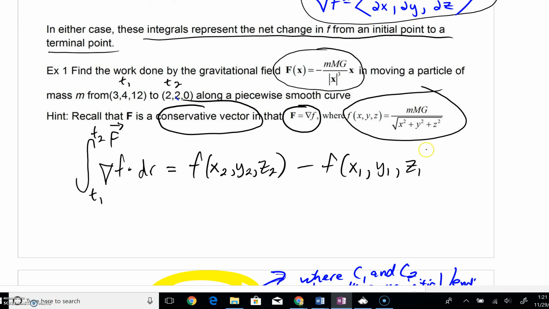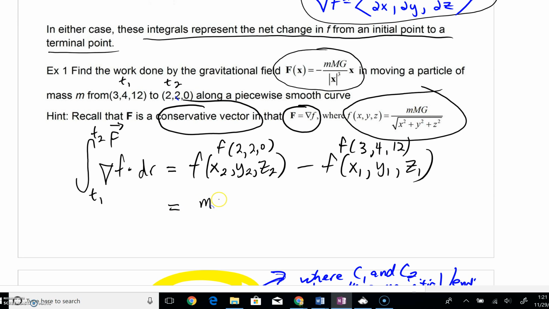Notice what we're really saying here. We're not needing to do a parametrization. We're not requiring ourselves to even work out an integral, in regard to what we were doing for so many of these problems. What we're saying is, work out f of (2, 2, 0) minus f of where we started, (3, 4, 12). So let's do that. Let's work this thing out.